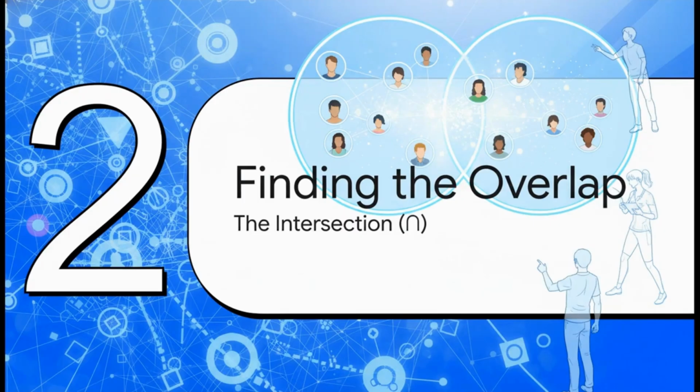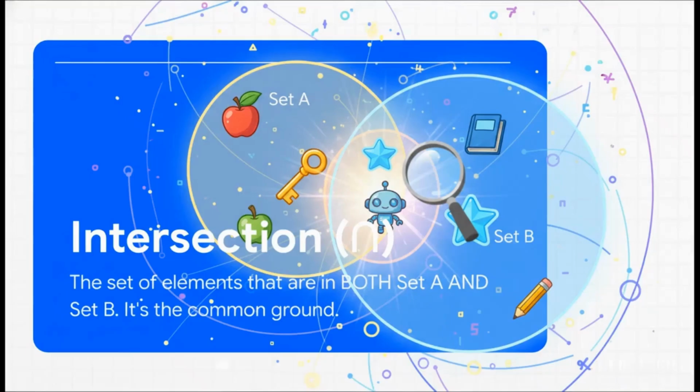All right, let's get to our first move. This is where we start looking at our different teams and finding out what they have in common. You know, the players that are on both rosters. This is called the intersection, and it uses that symbol that looks kind of like an upside-down U. When you see this symbol, just think, what do these sets share? We're looking for the elements that are in both Team A and Team B at the exact same time.